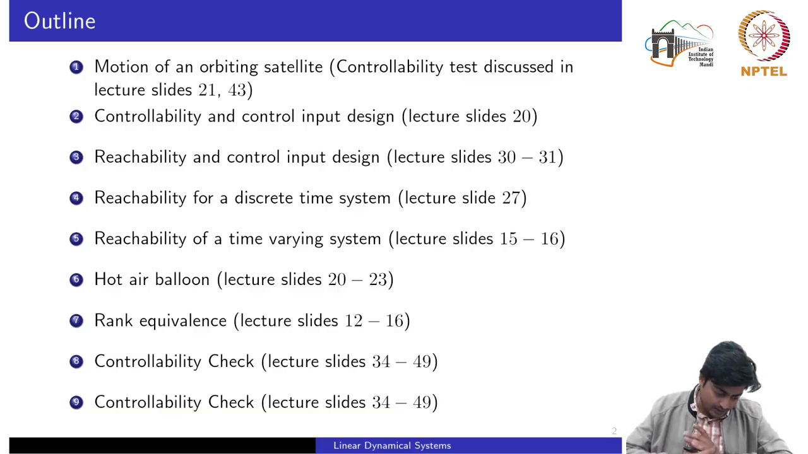So this is the outline for the tutorial problems. The problems which we would see today would consist of the controllability tests from the lecture slides 21 and 20 and 43. We would also have the control input design, the reachability for the discrete time and the time varying systems. One practical example is considered in problem number 6, which is the hot air balloon. Then the rest we do with the controllability check under different conditions, and also the rank equivalence condition.